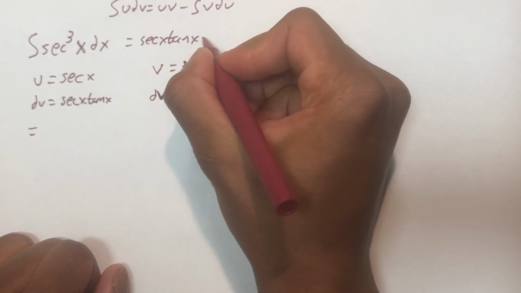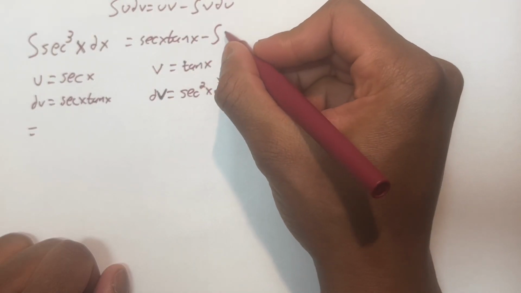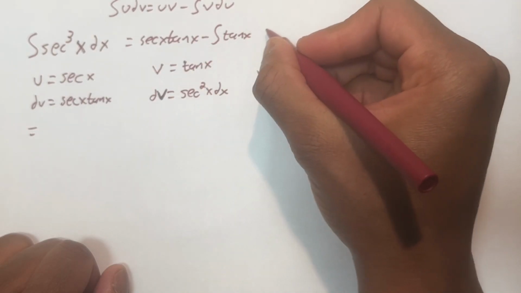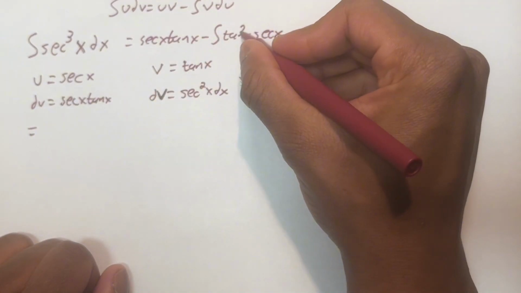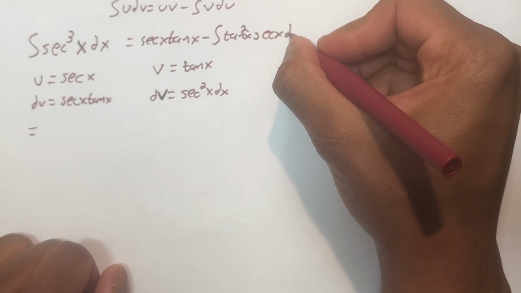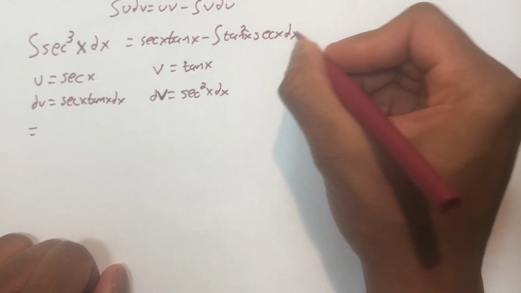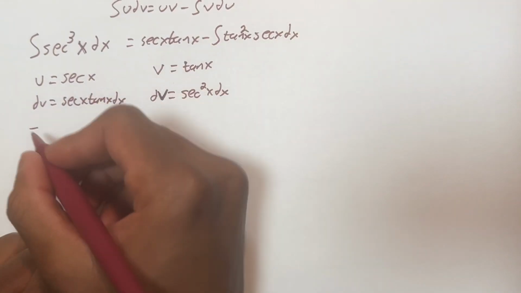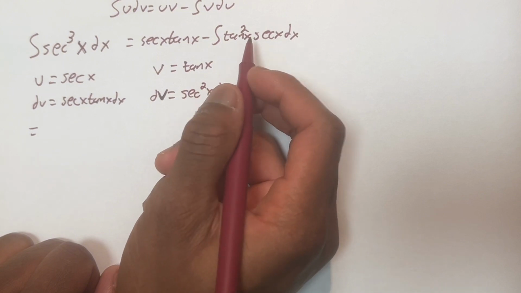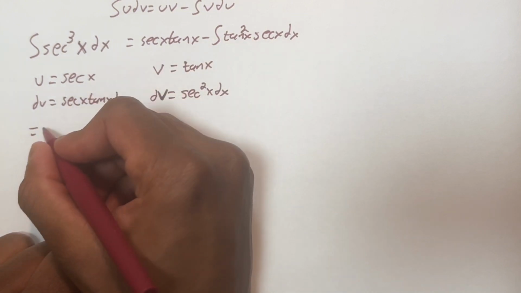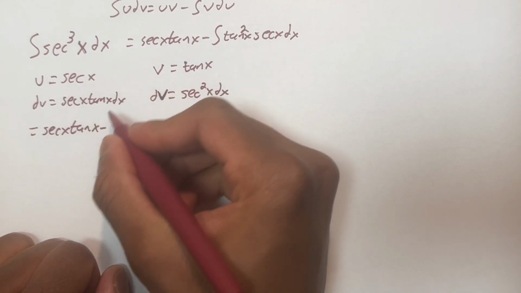So when we write this out, we get secant x tangent x minus the integral of v du, so tangent x times secant x, and then there's another tangent here, so let's square this tangent, and this is supposed to be dx. Let's write tangent squared x in terms of secant. So we have secant x tangent x minus integral.